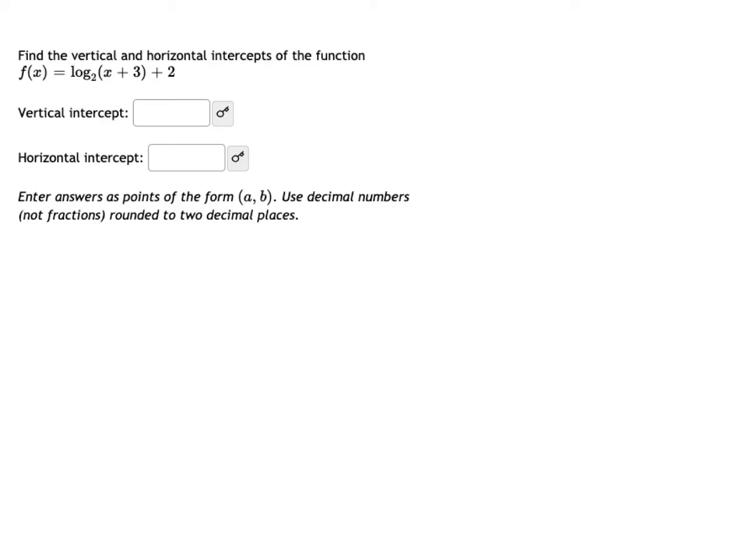In this video, we'll find vertical and horizontal intercepts for a logarithmic function. Remember that our vertical intercept is going to be the point that's associated with having an input of 0 into our function, and the horizontal intercept is the point associated with having output 0 in our function.